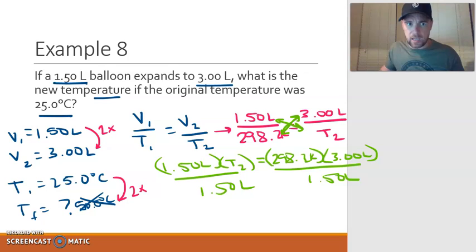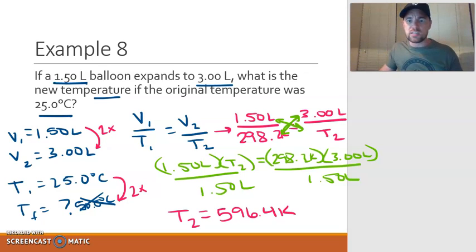All right, I end up getting, and I'm going to go back to pink here so it shows up, that my new temperature, my final temperature, would be 596.4 Kelvin. And you can see the Kelvin ends up doubling. It's not the Celsius that ends up doubling, it's the Kelvin. Now, since our original temperature was in Celsius, even though the problem did not ask for it, you should report the final answer in Celsius.